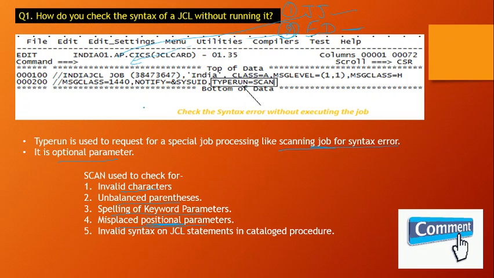Means, what are positional parameters? These are positional parameters, like this is the account number and this is the account name, and other names. And like misspelling of a keyword parameter. Keyword parameters are like CLASS, MSGLEVEL, and invalid syntax on a JCL statement in a catalog procedure. If you have a PROC in your JCL, it will check the syntax in that PROC also.